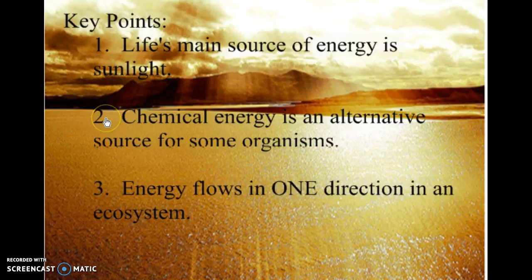The second key point, chemical energy is an alternative source for some organisms, meaning that some organisms can get energy from chemicals rather than from sunlight. And the third key point, energy flows in one direction in an ecosystem. And we're going to look at that direction here shortly.